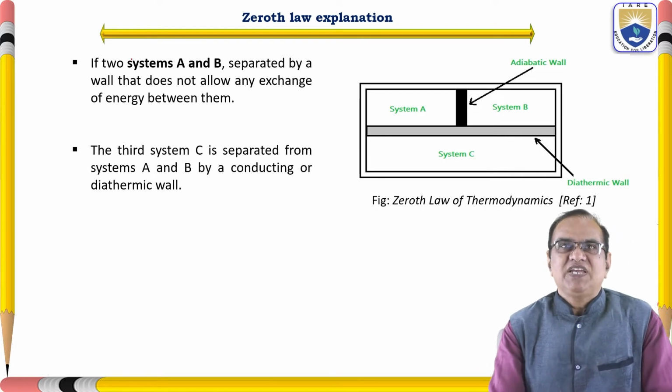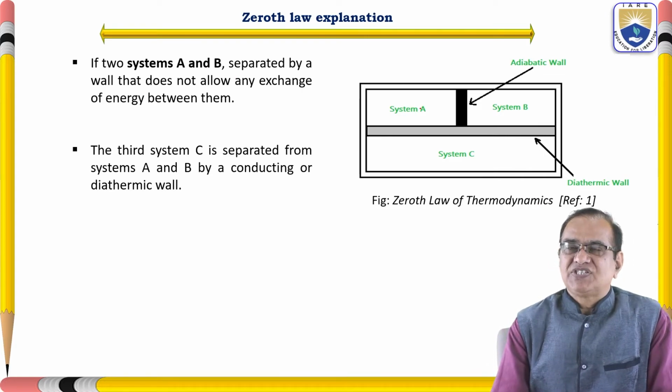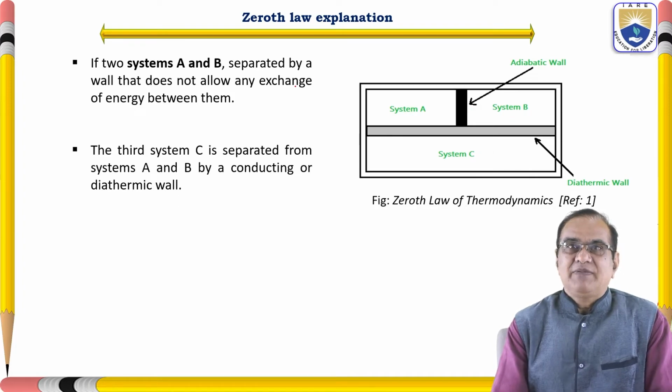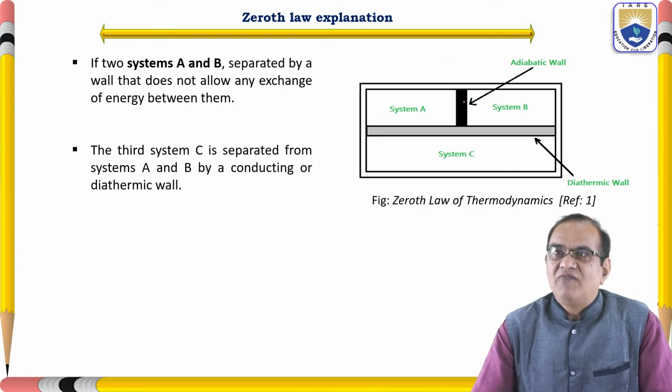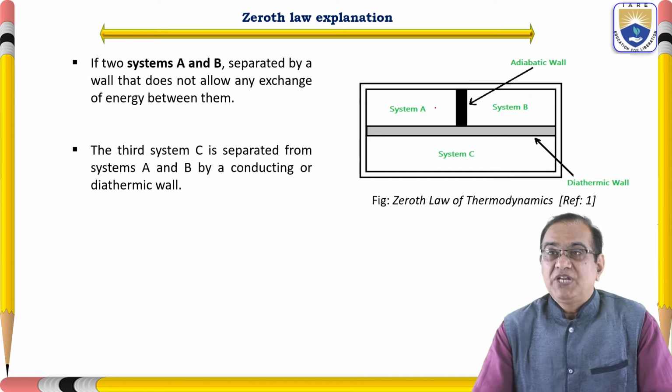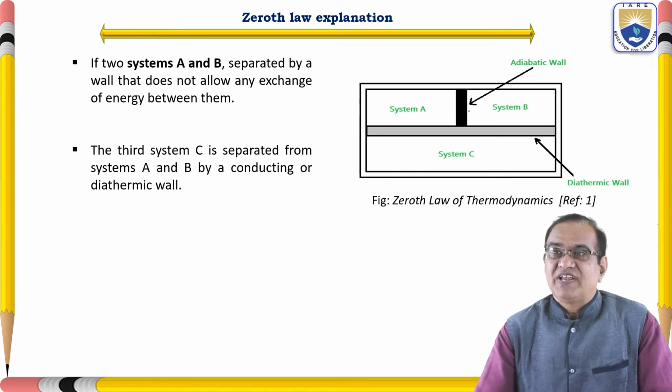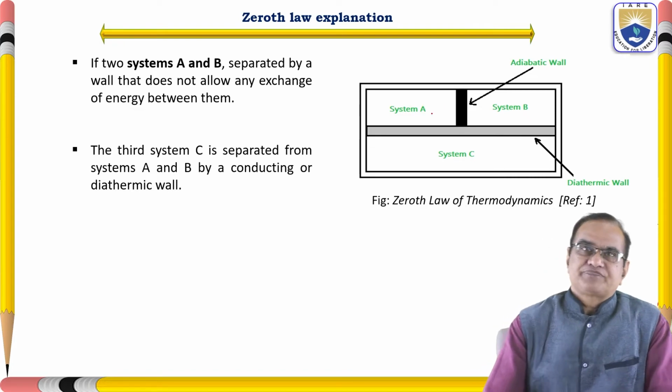Here you can see two systems, system A and system B, separated by a wall that does not allow any exchange of energy between them. We have a very thick black wall, and it does not allow transfer from A to B or B to A. There is no transfer of energy between the two systems. So this is system A and system B.